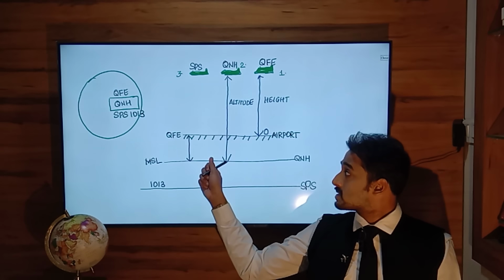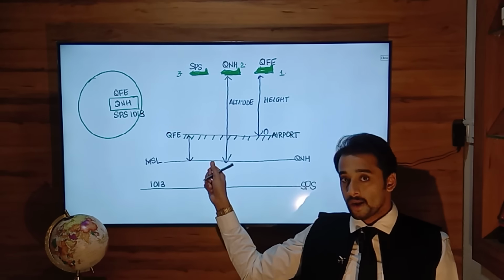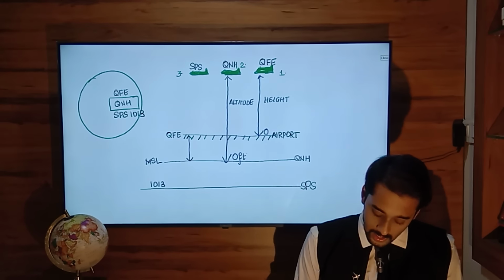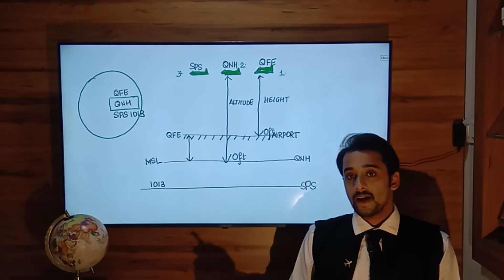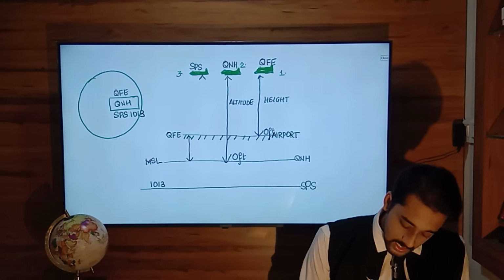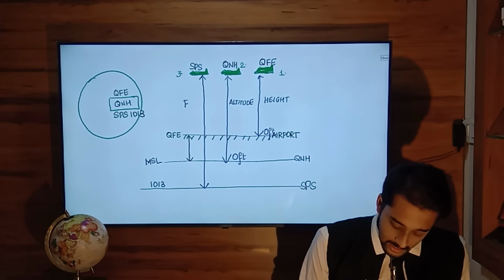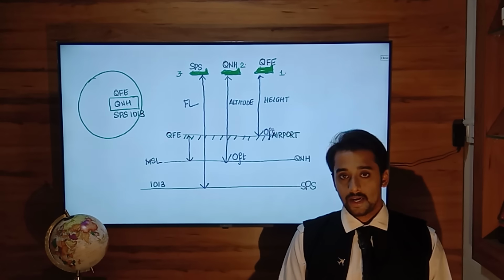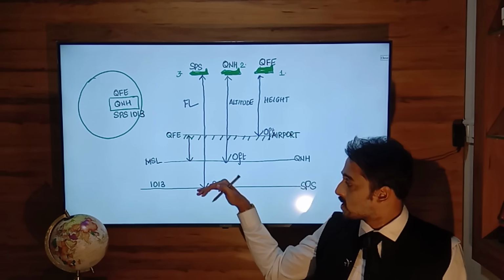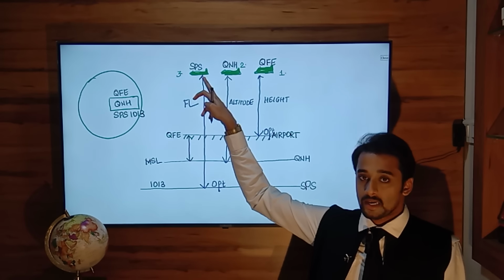In the case of altitude, or QNH, your mean sea level will be the starting point, and therefore this will be your 0 feet. In the case of aircraft 3, which has the standard pressure setting in the altimeter window, the vertical distance will start from the 1013 pressure level. We call it flight level, and this will be the starting point. So 0, 1, 2, 3, 4, and so on up to this flight level.